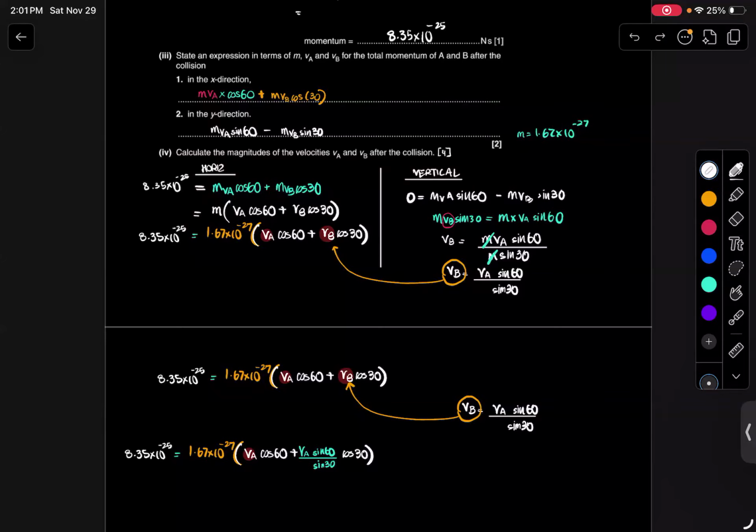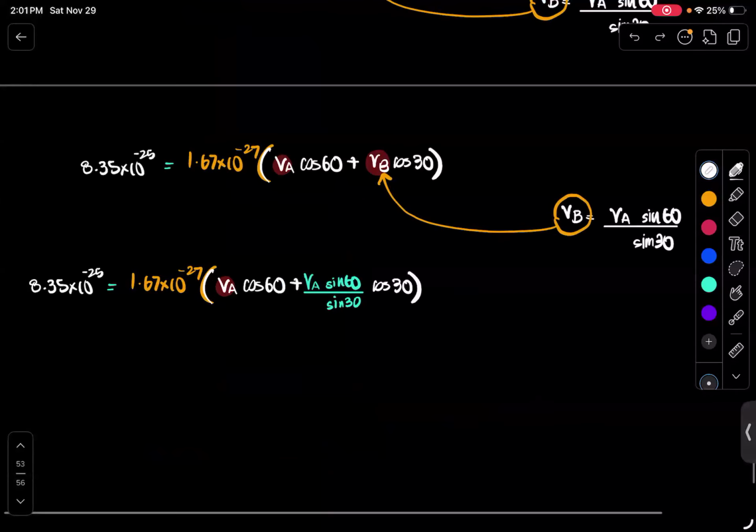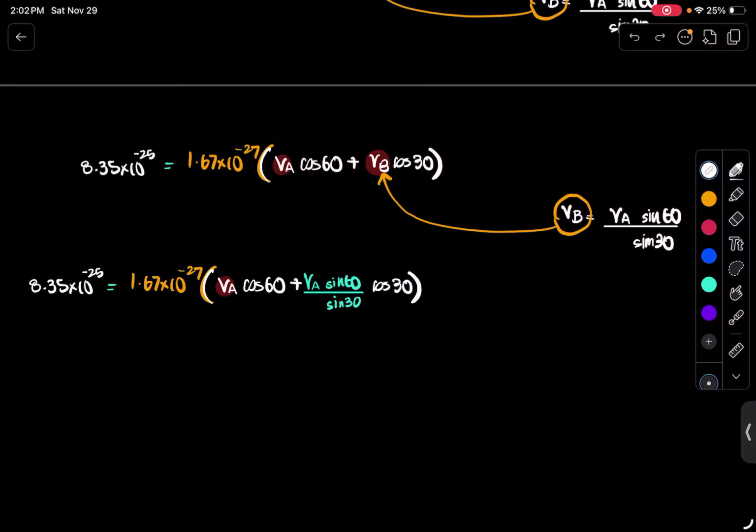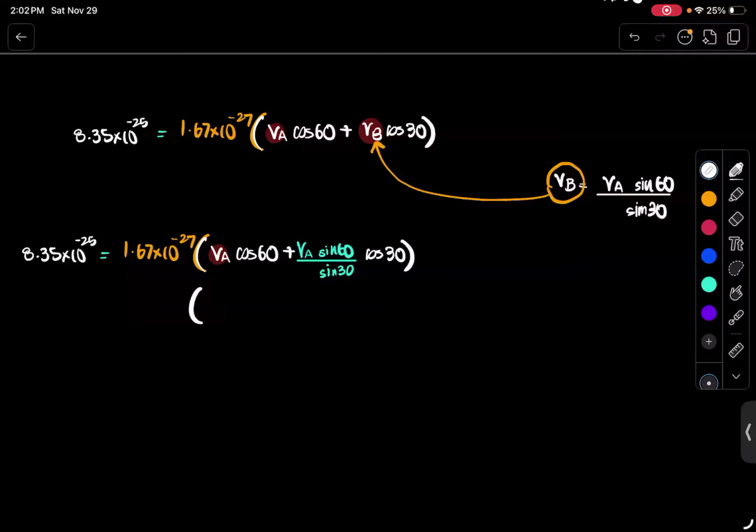Okay. So now how do I find out VA? After this point it is just algebra. Now, how do I find this out? First of all, try to do it like this. Let's try to solve for VA.